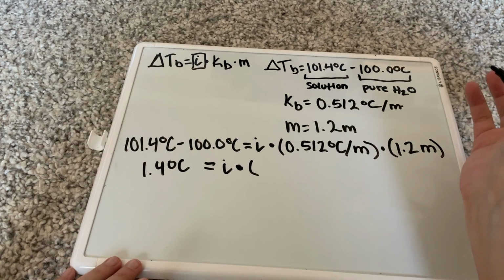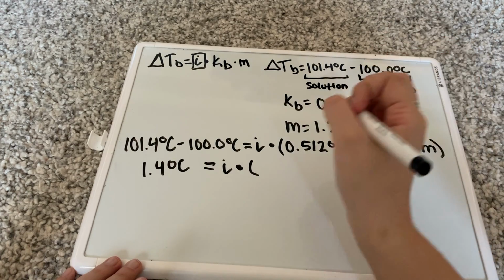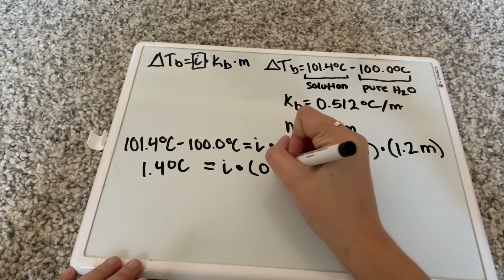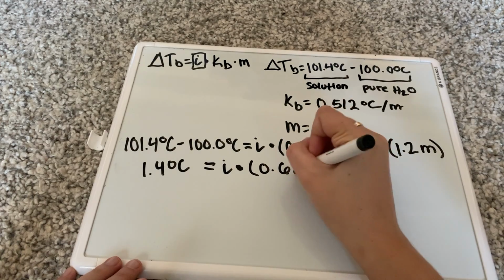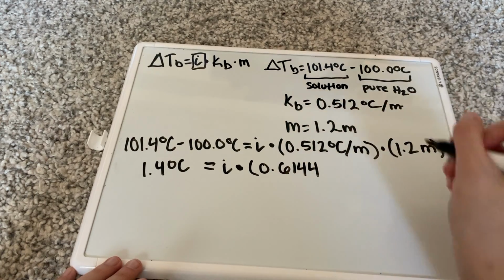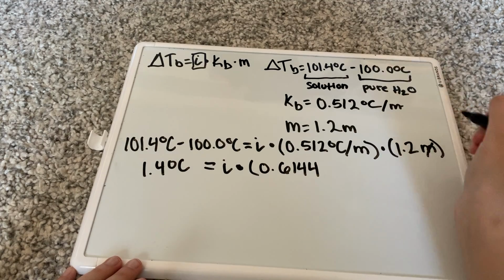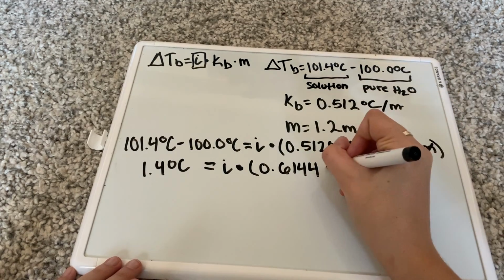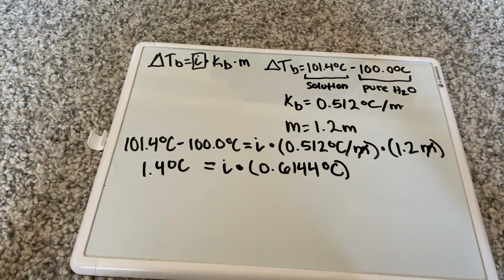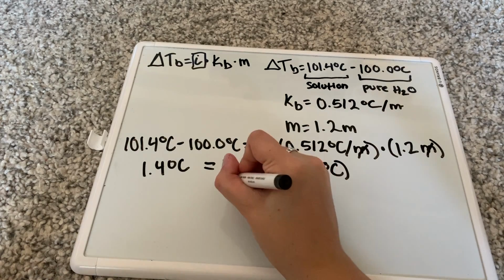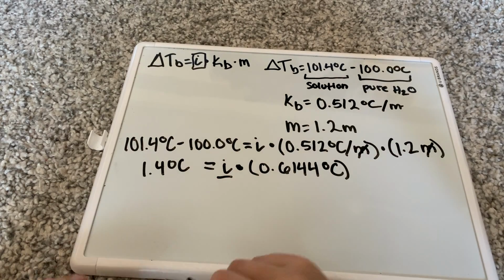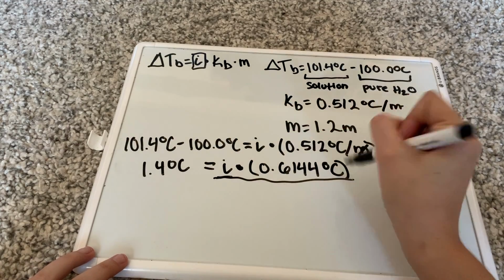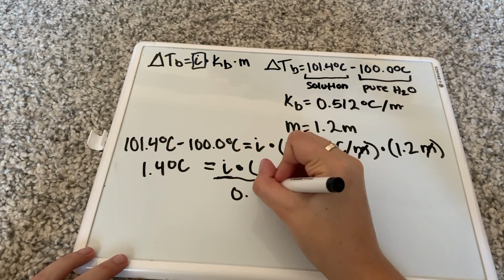Next, we'll multiply 0.512 degrees Celsius per molality times 1.2 molality. It's critical to notice that our units for molality cancel each other out, and we'll get 0.6144 degrees Celsius left on the right side. In order to isolate i, the van 't Hoff factor, I will divide both sides by 0.6144 degrees Celsius.